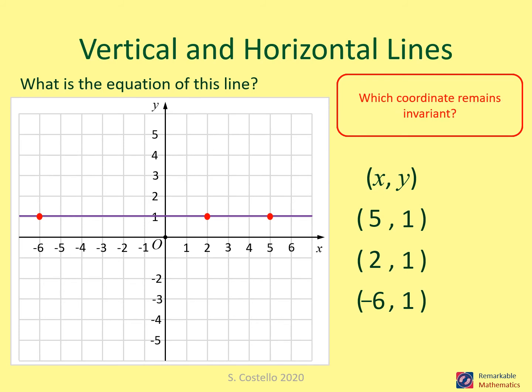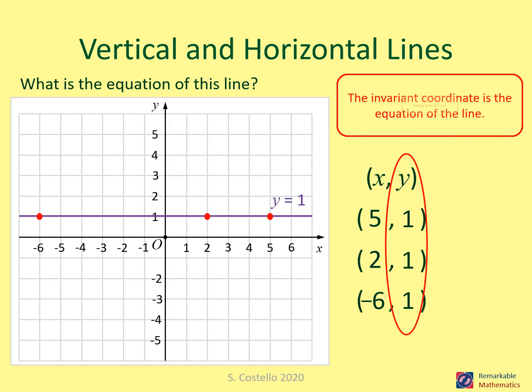Which coordinate remains invariant? Which one doesn't change? It's the y value, and the invariant coordinate is the equation of the line. That is the line y equals minus 1. Again, always label lines.